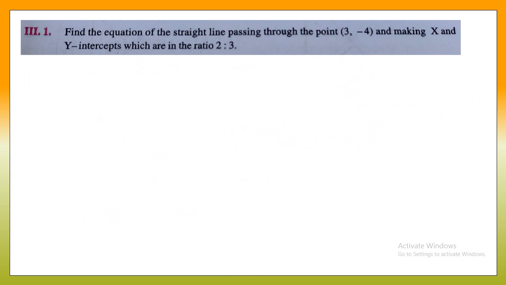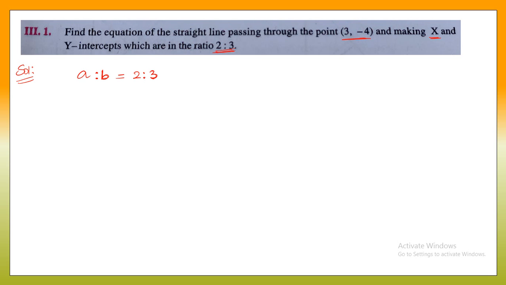Roman number 3. What he has given: find the equation of the straight line passing through 3 comma minus 4 and making x and y intercepts which are in the ratio 2:3. Nice question. So x and y intercepts ratio is 2:3. That means x intercept is a and y intercept is b. And what he has given, a is to b, x intercept is to y intercept, is equal to 2:3.